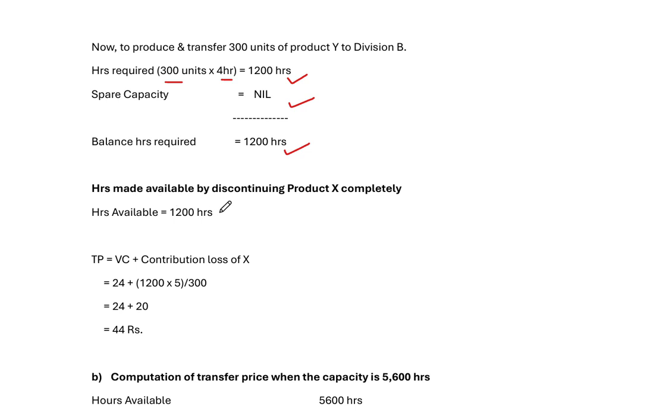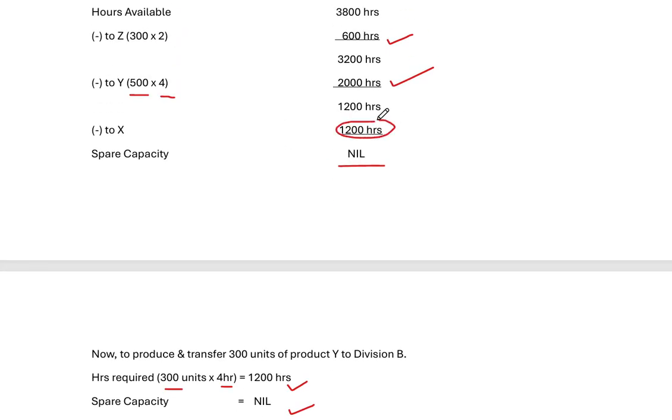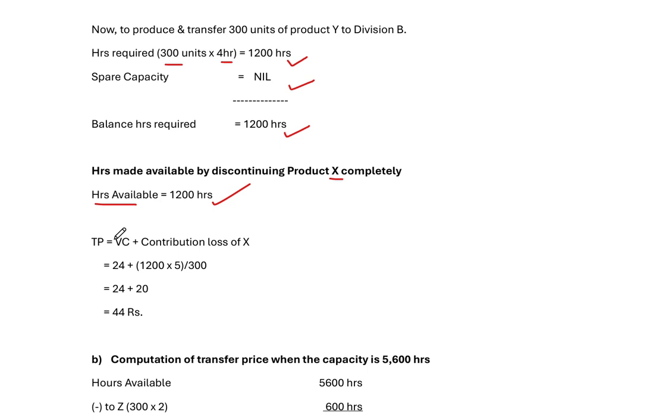Now if we completely discontinue product X and make further units, what will be the transfer price? So if we discontinue product X, we are left with hours available of 1200 hours. How do we get that? From here we get the 1200 hours. Now transfer price. Contribution of X per unit is 15 rupees. Since we need to produce 400 units of X, the opportunity cost per unit per hour is 5 rupees.